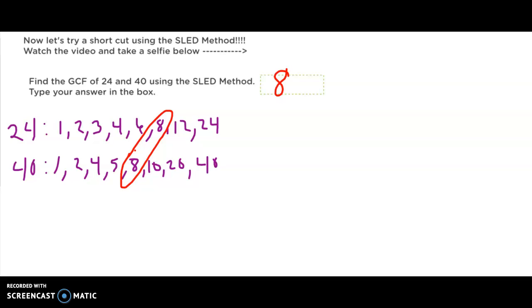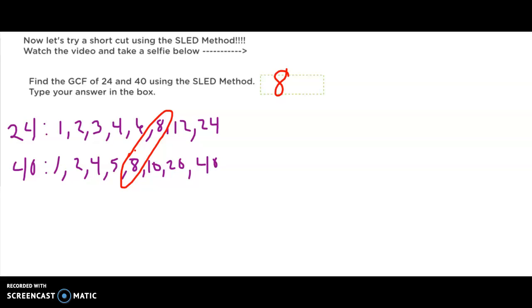All right, guys, we're going to do a new method. I love this method because it makes it go so much faster, but you have to know your factors and what number goes into other numbers. So this is called the sled method because the numbers are going to be put into a sled.